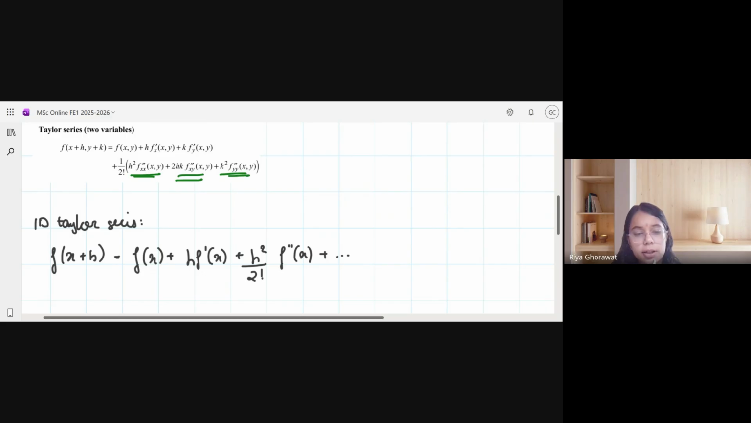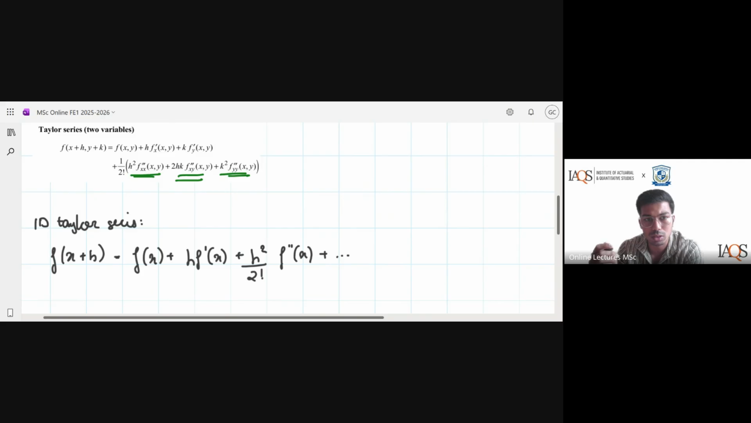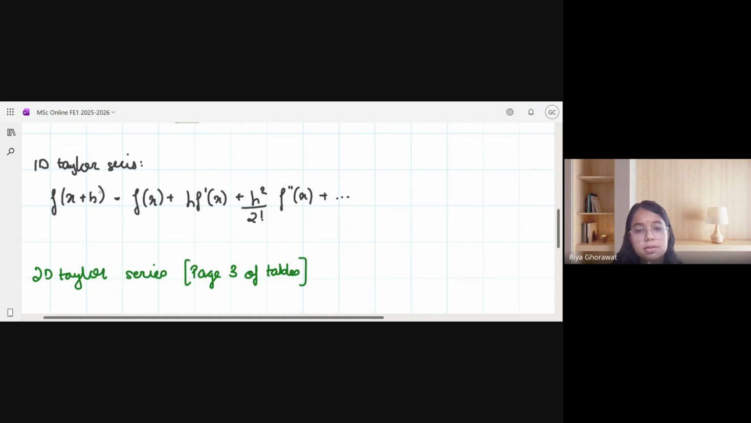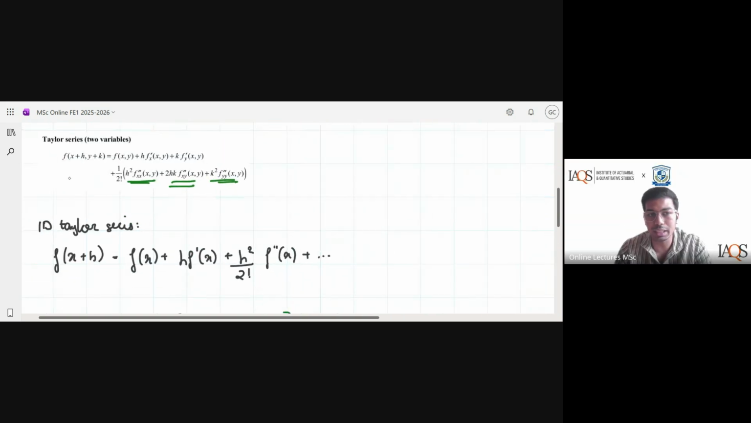So from what is given in the tables, that formula, can you use that and draw a parallel with the final term? Oh, the one that we've written. Yeah. If you see, for them, h and k are dx and dy.